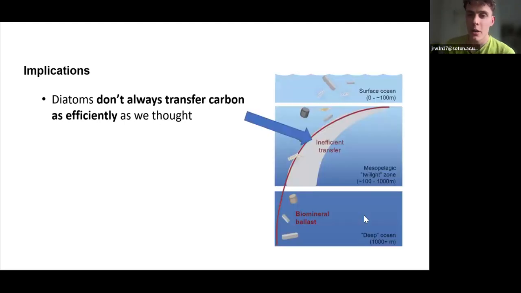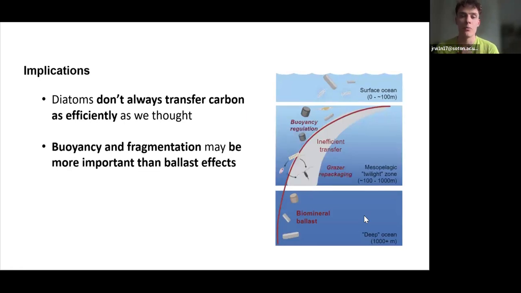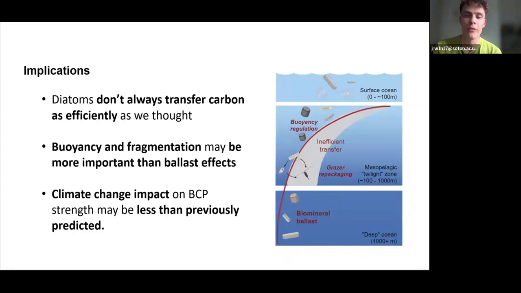Processes such as buoyancy regulation and grazer repackaging of carbon may be important processes in governing the transfer efficiency here and counteracting any biomineral ballast effects. And to look at it on a bigger scale, I suppose, if the diatoms aren't so important for transferring carbon to the deep ocean, the impact of climate change on the biological carbon pump, if community composition is changing, may be smaller than we thought previously.